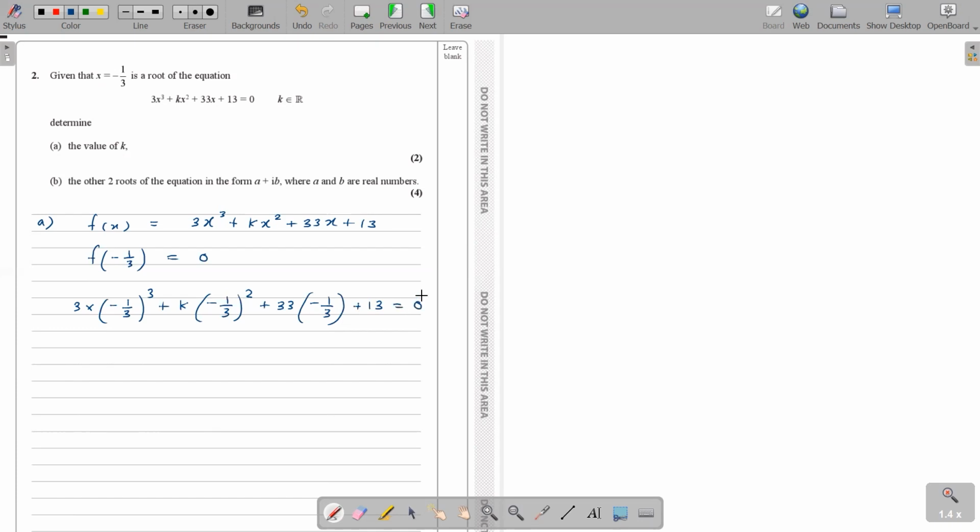Do you agree with me? Simplify. How do we get here? So you set it equal to 0 because at x equals minus 1 over 3, it's a root. A root means you make it equal to 0.